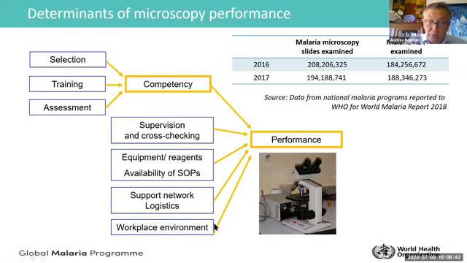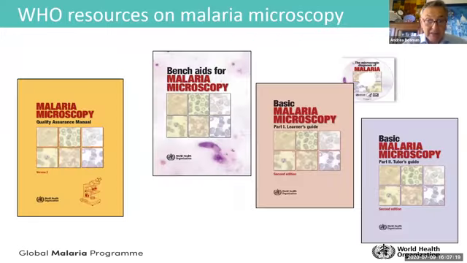And also the work environment. Do they have so many slides to examine per day that it is actually not possible to do a proper examination? Now, one slide will require at least 10 minutes to do a very good examination of the thick film and the thin film. And we know that in a busy lab, sometimes it's 1 minute, sometimes even less. So in 1 minute, one can miss a lot of parasites in the blood examination.